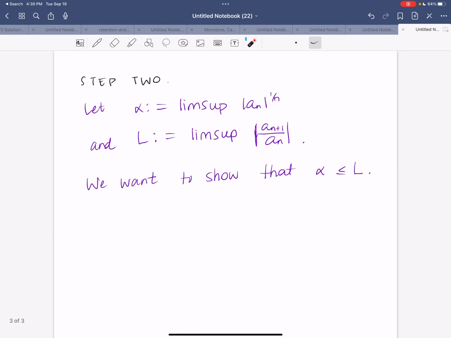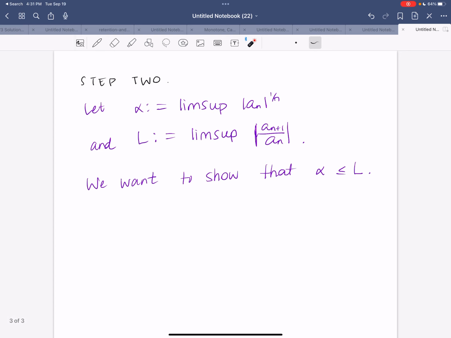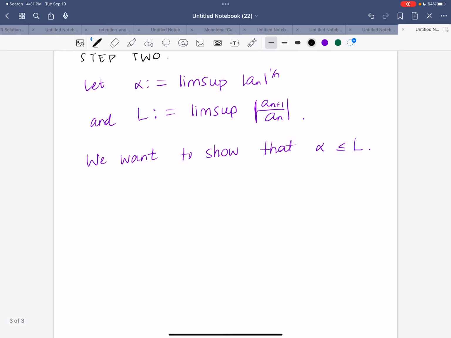And now let's look at step 2, which is to show this third one here. So our goal is to show that limsup of the nth root of the absolute value of s_n is always less than or equal to limsup of the absolute value of the ratio of the consecutive terms. So just let alpha be our first quantity and capital L be the second quantity. What we want to show is that alpha is less than or equal to L. And as usual, we have 2 cases, based on whether or not L is finite or infinite.